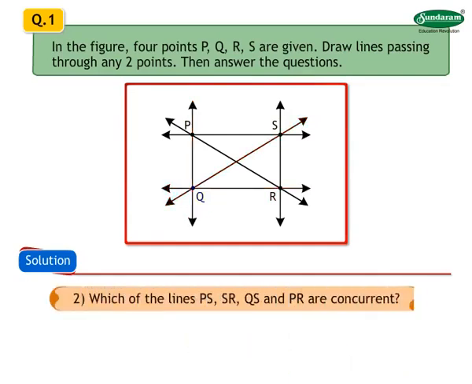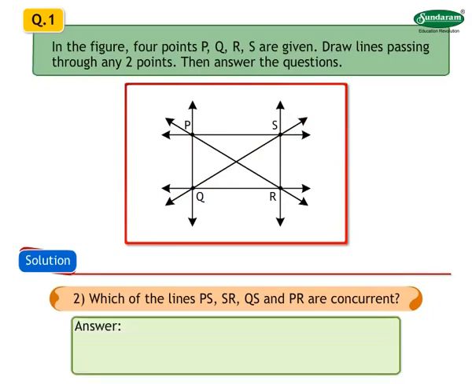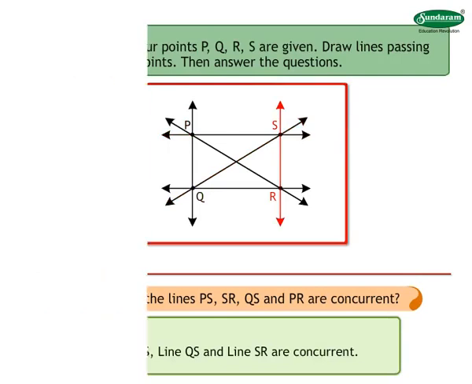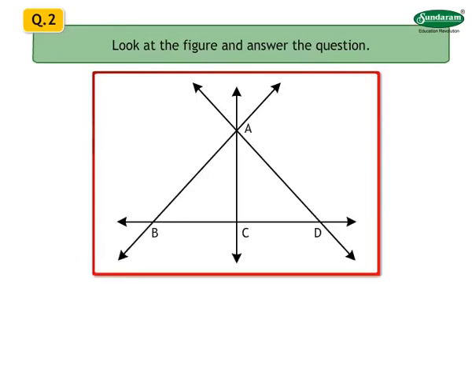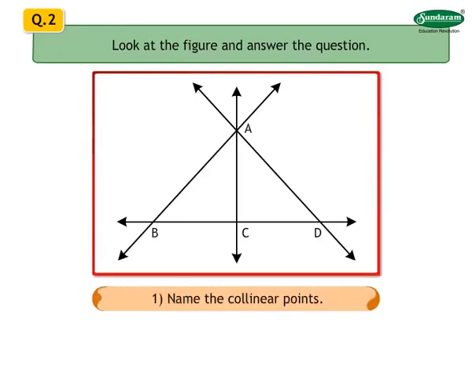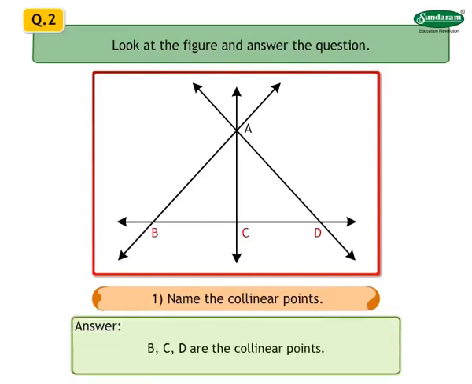Number 2. Which of the lines PS, SR, QS and PR are concurrent? Answer. Line PS, line QS and line SR are concurrent. Question number 2. Look at the figure and answer the questions. Number 1. Name the collinear points. Answer. B, C, D are the collinear points.